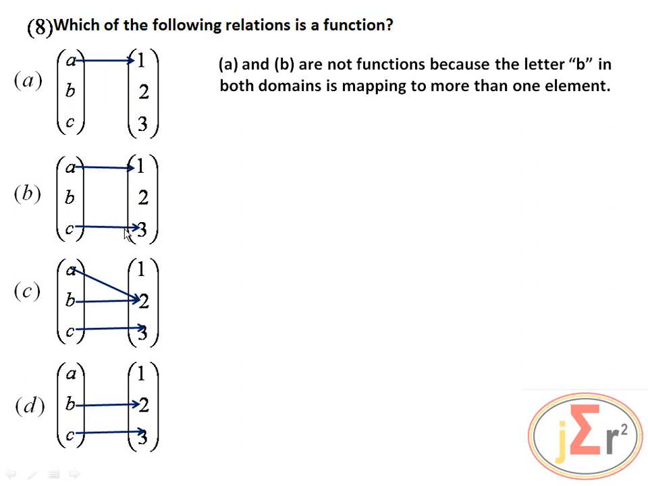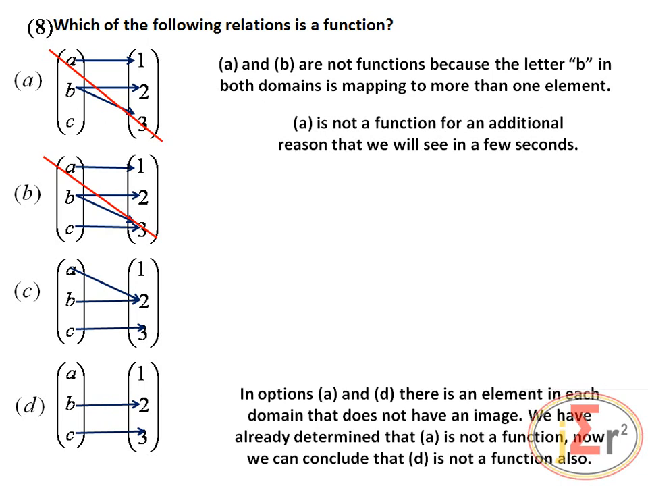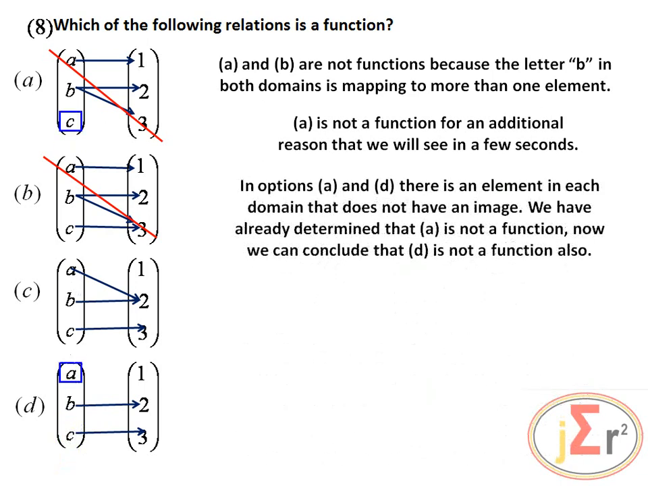So we are sure that A and B do not represent functions because this cannot happen in a function where one element is being mapped to two others. So let us strike those out. We are sure that those cannot be the correct answer. A is not a function for an additional reason that we will see in a few short seconds.